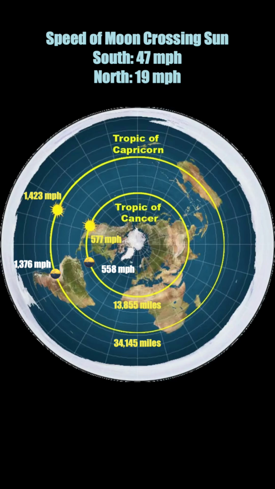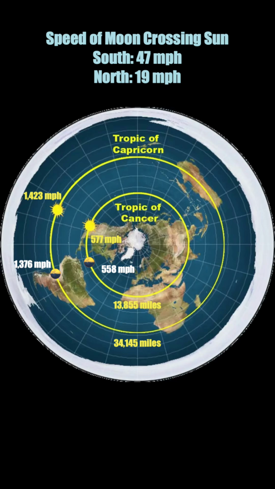Now, even though we don't know the exact locations and sizes of continents, we can still approximate some of this data, such as the length of the Tropic of Cancer and the length of the Tropic of Capricorn, if we assume that the equator really is 24,000 miles around. In that case, the Tropic of Cancer would be 13,855 miles long, and the Tropic of Capricorn will be 34,145 miles long. Based on that, we can calculate that the sun is moving 577 miles an hour in the Tropic of Cancer and 1,423 miles an hour in the Tropic of Capricorn.